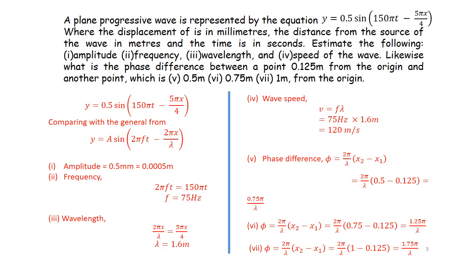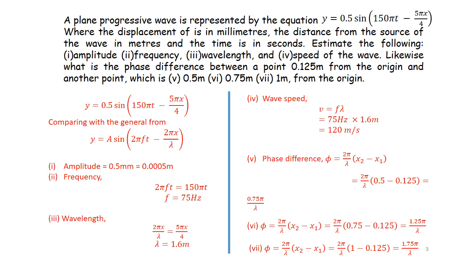Now look at an example. The question says a plane progressive wave is represented by the equation y equals 0.5 sine (150 pi t minus 5 pi x over 4). Close the bracket. Okay, now it said, and that's a very important instruction, that the displacement is in millimeters, while the distance from the source is in meters and the time is in seconds.